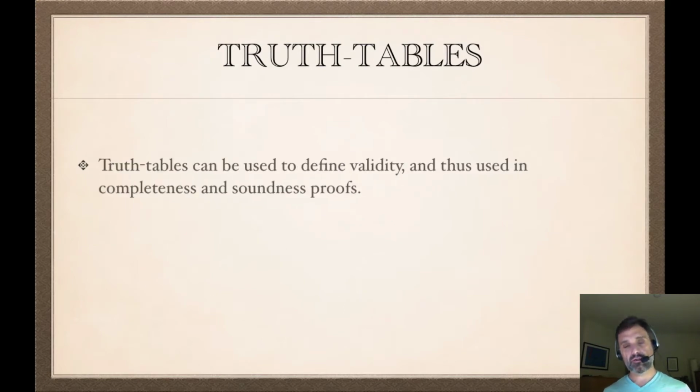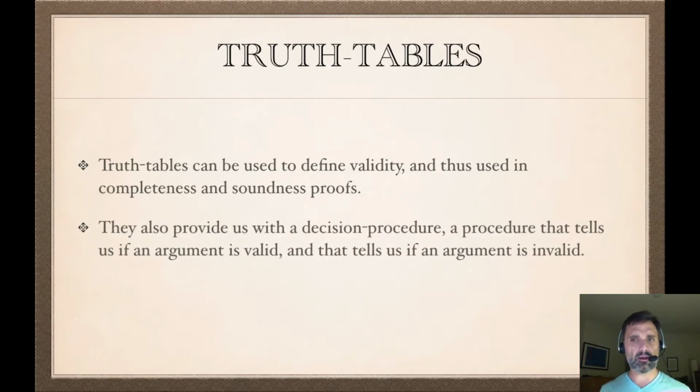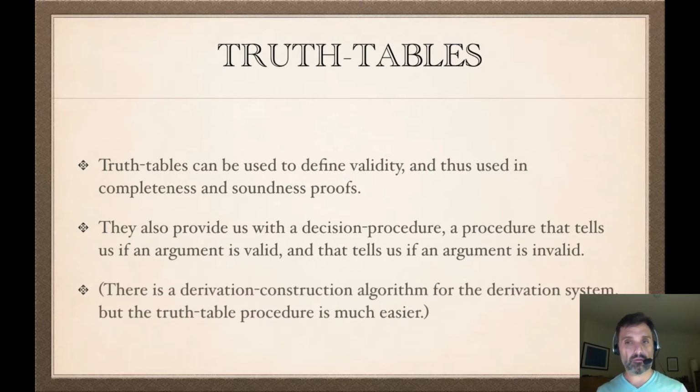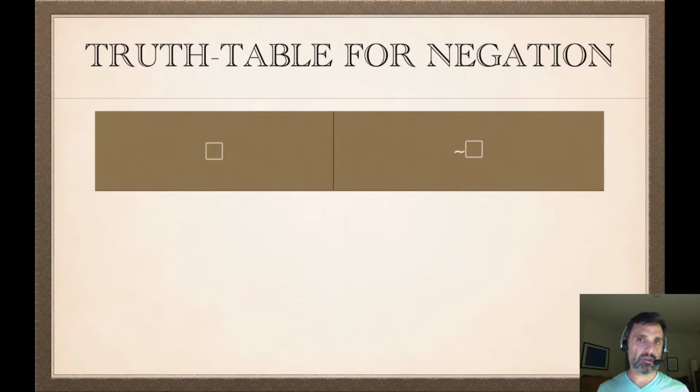Well, we can use truth tables to define validity, and so we can use them in completeness and soundness proofs, which I'm actually not going to talk about right now. They also provide us with a way to tell whether or not an argument is valid or invalid, so they're useful. But so what are they?